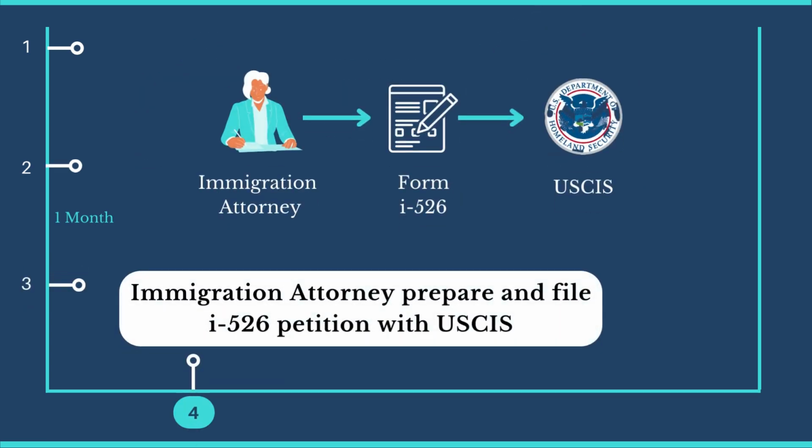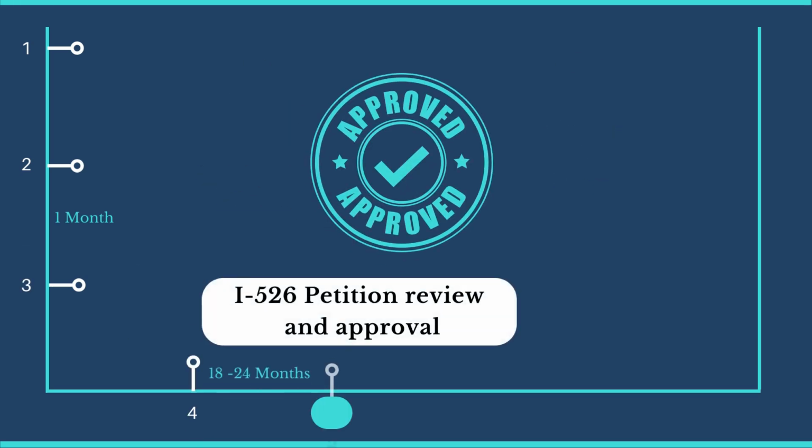Step 4. Prepare and file the I-526 petition with the USCIS. The qualified US immigration attorney files an I-526 petition with the USCIS and must demonstrate that the amount of capital was invested in the project, with detailed documentation that proves that the investment funds were legally obtained. Step 5. I-526 petition review and approval. Once the investors and the immigration attorney have filed the I-526 petition with all the supporting documents, the USCIS will evaluate and determine whether the applicant is eligible for an EB-5 visa or not. This process might take around 18 to 24 months.